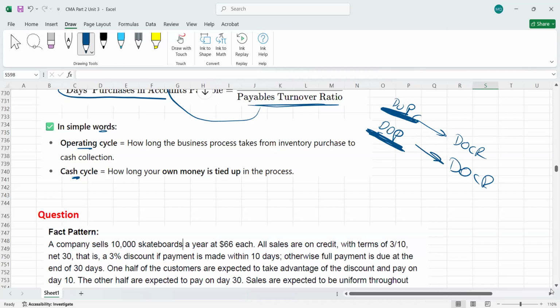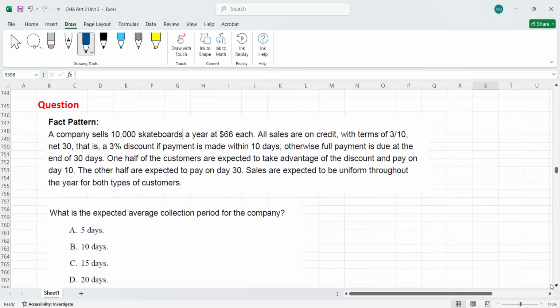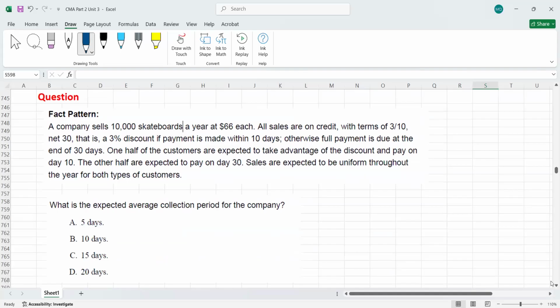Now look at the operating cycle. It shows how long the business process takes from inventory purchases to cash collection. I already told you, the cash cycle shows how long your own money is tied up in the process. I hope it is clear. Now, guys, let's have a look at the question. As I told you, he may ask you to find out the operating cycle or any specific ratio. He may ask you to calculate it.